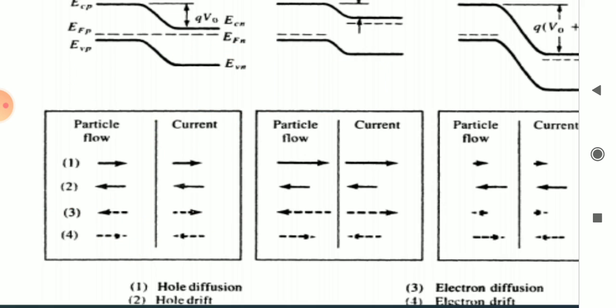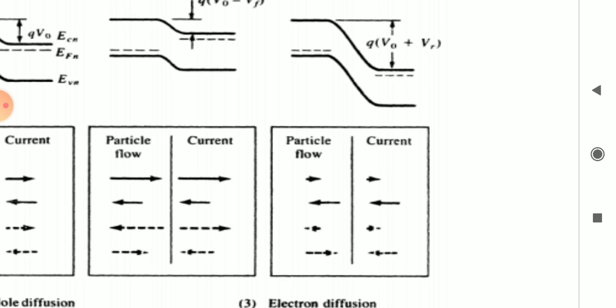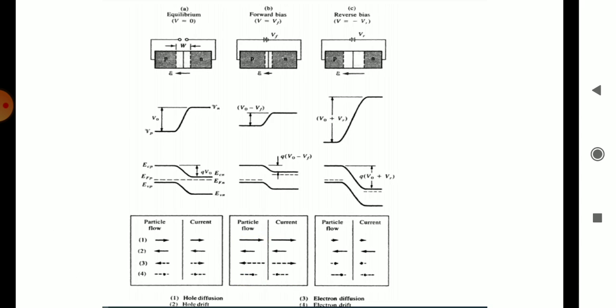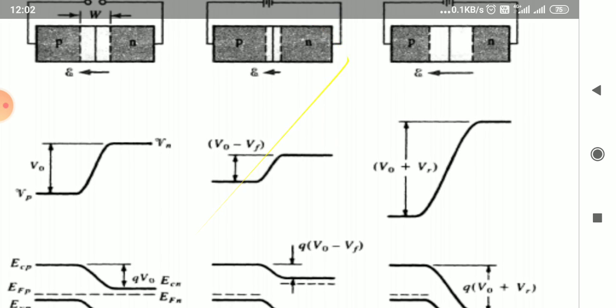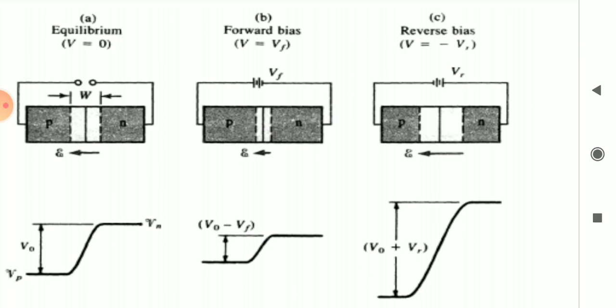Now for the second condition as well as the third condition we study now. At equilibrium, the barrier potential is over now, and the energy band is also over, that is at equilibrium. Now consider the first case, at forward bias. What will happen?